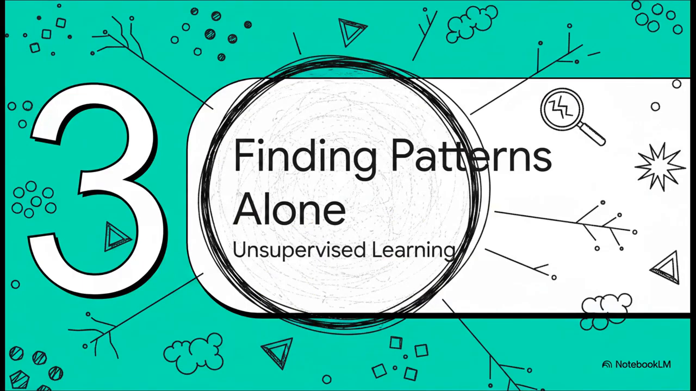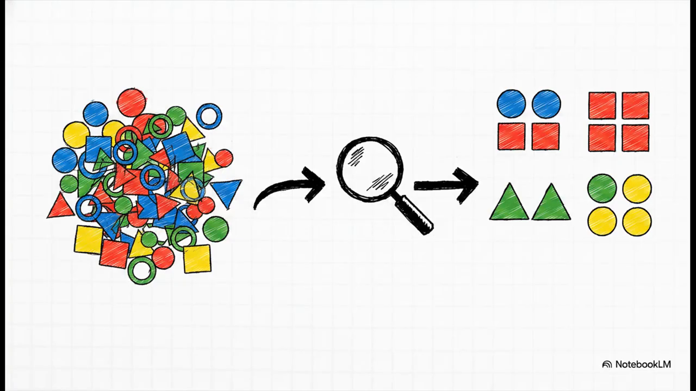Okay, but what happens when you don't have all the answers labeled? What if there's no teacher, no flashcards? Well, that brings us to our next category: unsupervised learning. Now, in this case, we're basically throwing a whole jumble of data at the algorithm and just asking it to find something interesting. Find the hidden structures, find the natural groupings, all by itself.